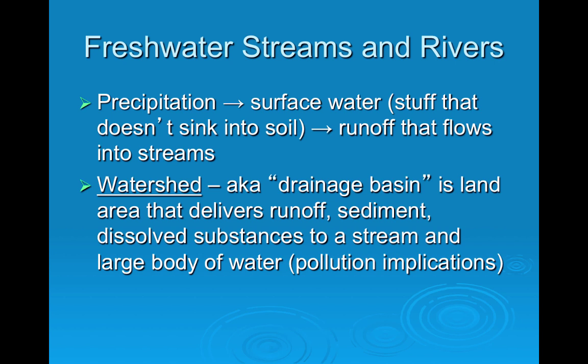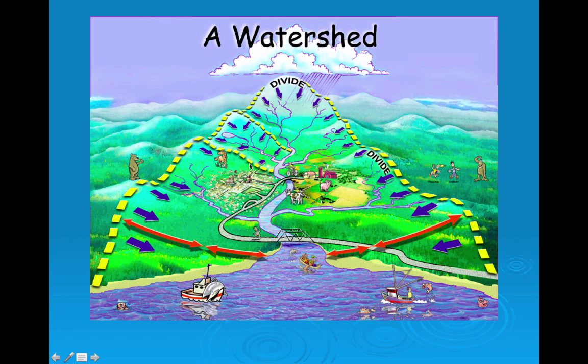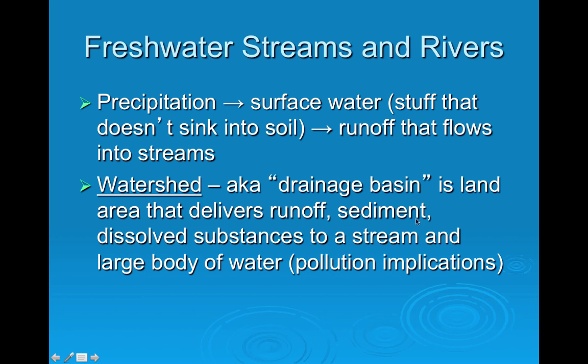So I need for you to think of an area like this. You have all of these high points, and the river is at the lowest point. All of the areas where it can rain and water can run into a river is called a watershed. And as this previous slide details, it's also called a drainage basin. So it's the land area that delivers runoff, sediment, dissolved substances to a stream and large bodies of water.